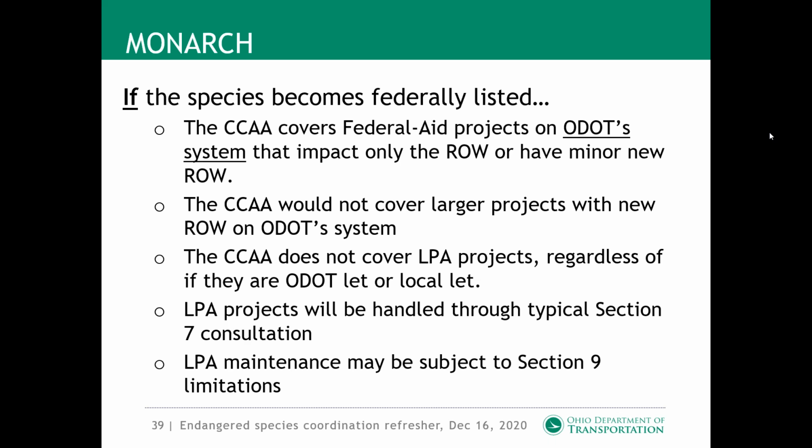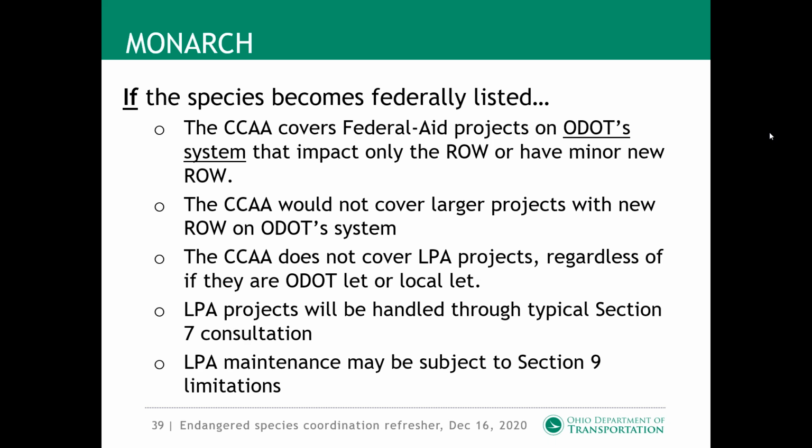When the Monarch was proposed for listing, ODOT joined the nationwide CCAA that covers federal aid projects on ODOT system and any of our maintenance projects on our state routes and interstate routes. The CCAA would not cover large projects with new right-of-way on our system, and the CCAA does not cover local roads and county roads, regardless of if they have federal money or not.